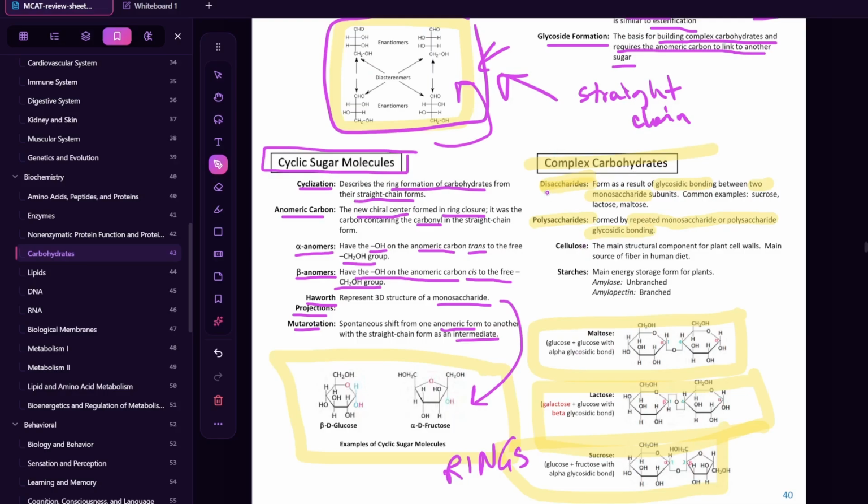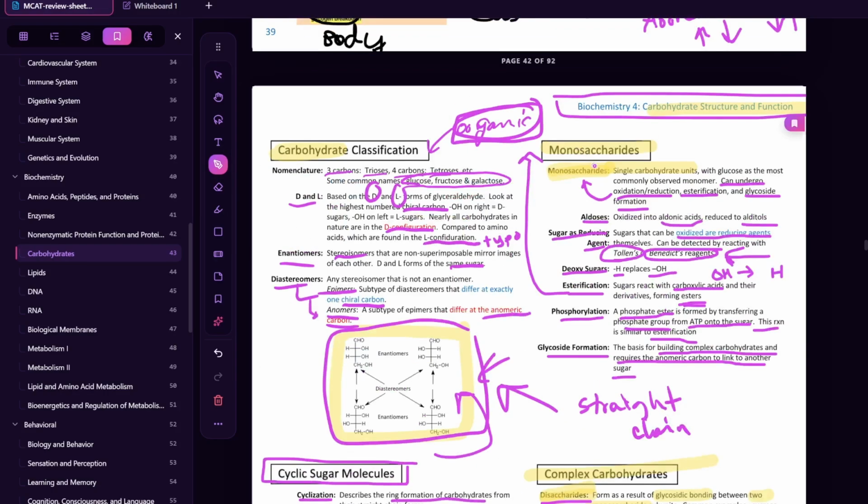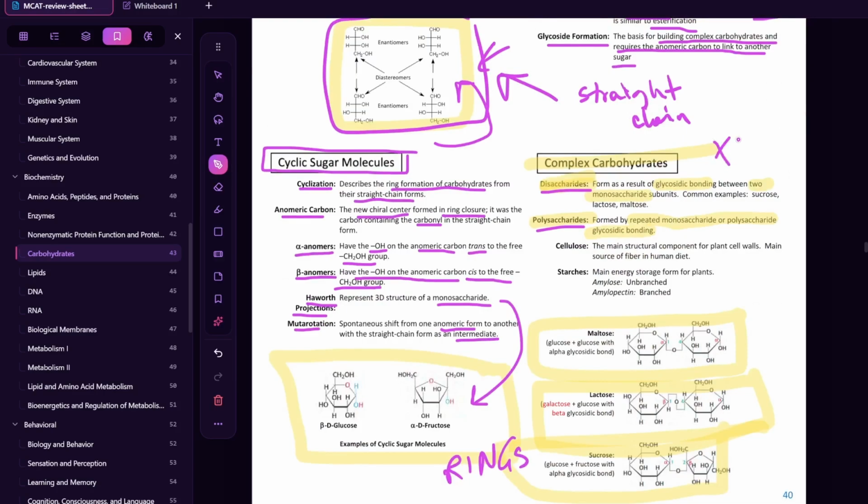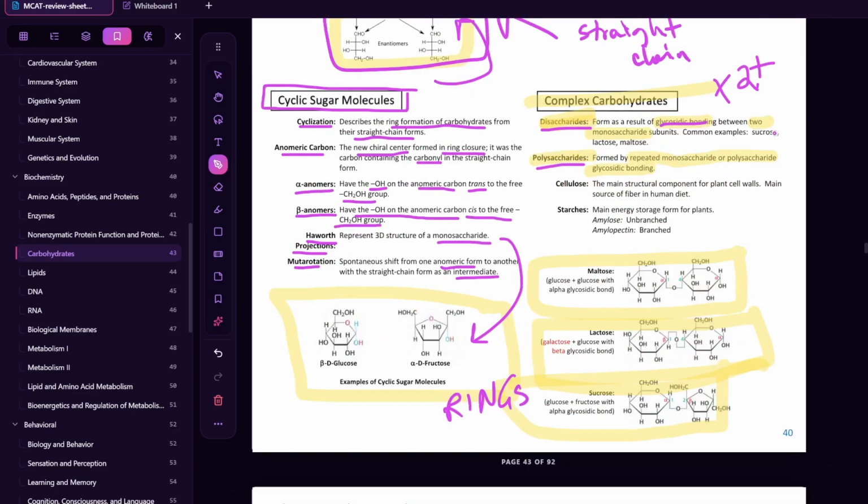Okay, in complex carbohydrates, you can have disaccharides, which are basically monosaccharides times 2, plus polysaccharides. They're bonded by glycosidic bonds. Common examples of disaccharides that you should know are sucrose, lactose, and maltose, which are all here. These are disaccharides. And then polysaccharides are also formed by glycosidic bonding. So these are examples of polysaccharides: cellulose and starches.